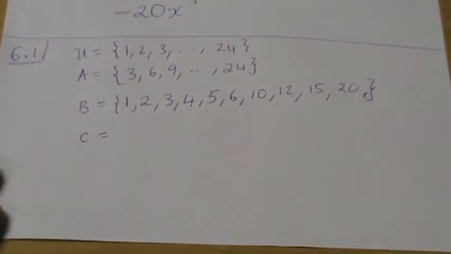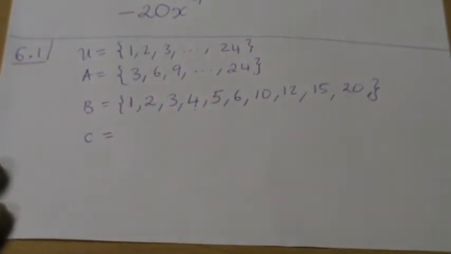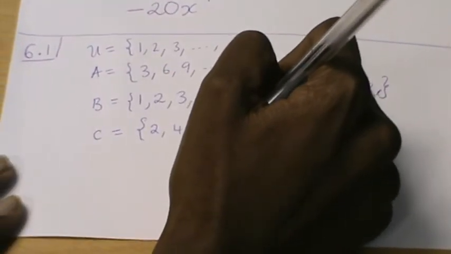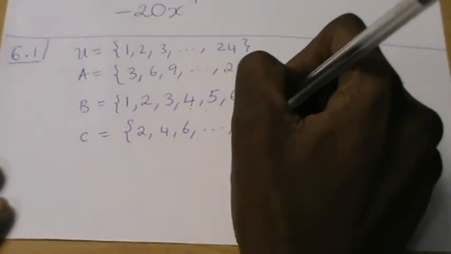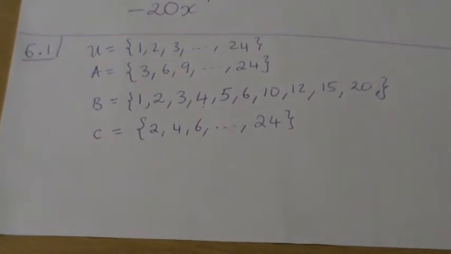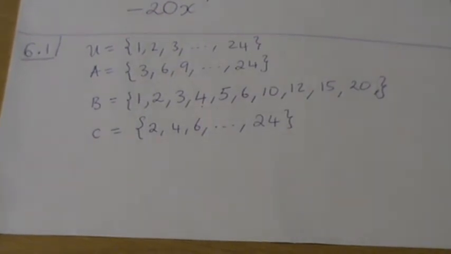Then C, these are the multiples of 2 which are less than 25, so this would be 2, 4, 6, and then it continues this way up until 24. Okay, so this listing them is not part of the question, it's just for me, it'll make my work easier when I'm listing when I'm answering question 6.1, which is to draw a Venn.